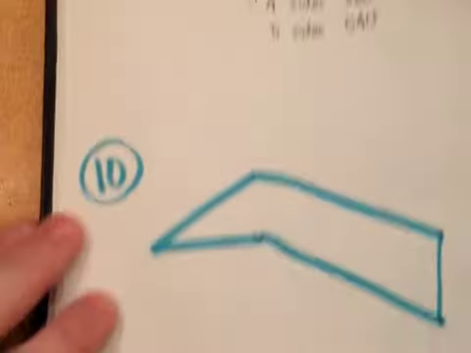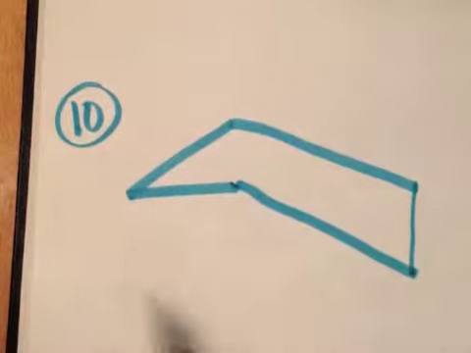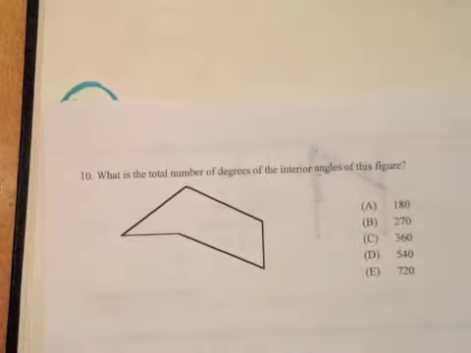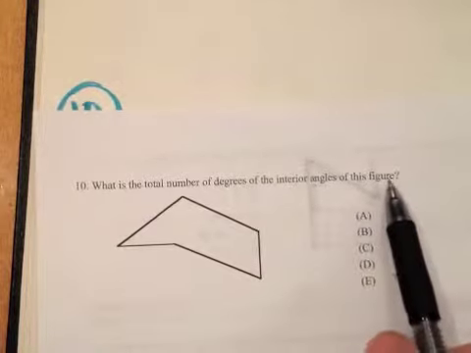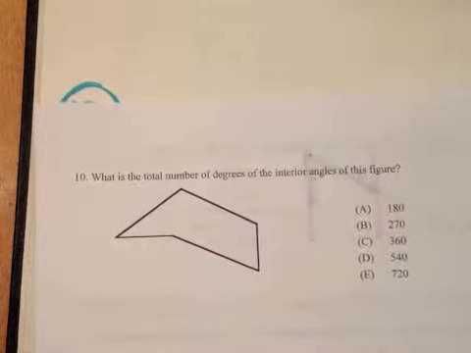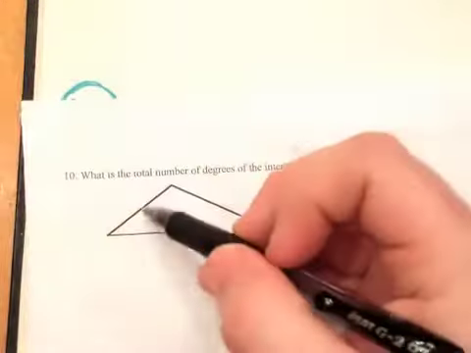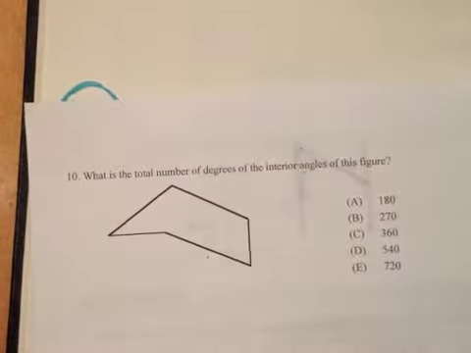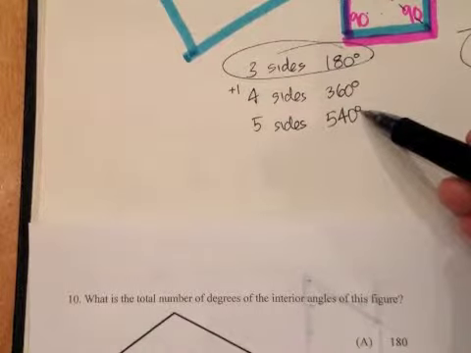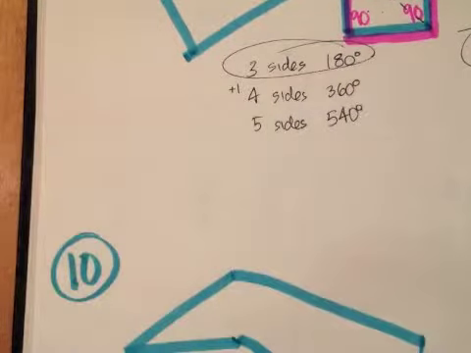Now, when we look at problem number 10, here's my poor example of it, we can do the same process. Problem number 10 says, what is the total number of degrees of the interior angles of this figure? One way to look at this is to just count 1, 2, 3, 4, 5 sides of this figure. 5 sides, we already talked about earlier on, 540 degrees. Don't believe me?